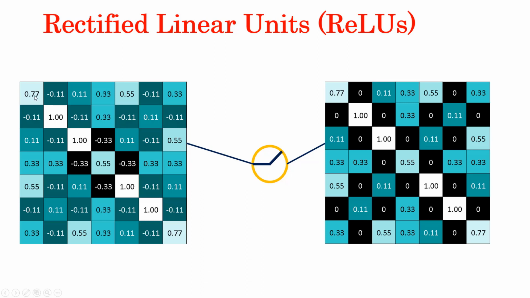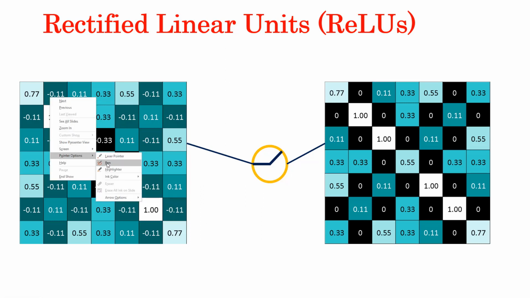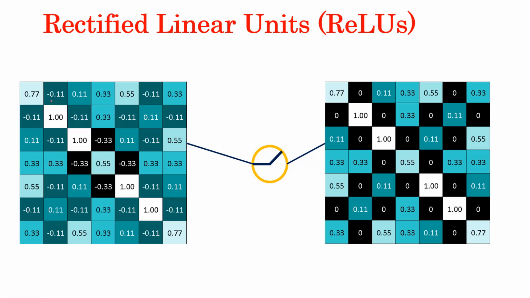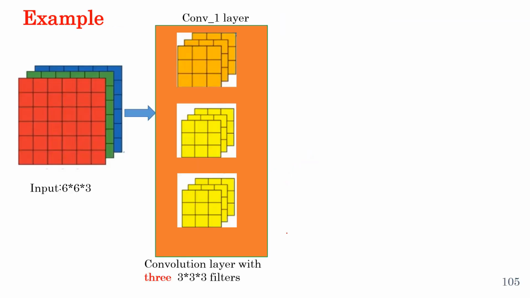So for example, we see 0.77 is still 0.77, and any negative value like this one, minus 0.11, becomes 0, and 0.11 stays as it is, and so on. So any negative value becomes 0, so we get rid of the negative values from the feature map. It was found that this function works very nicely in cases like this, so you get rid of the negative values.